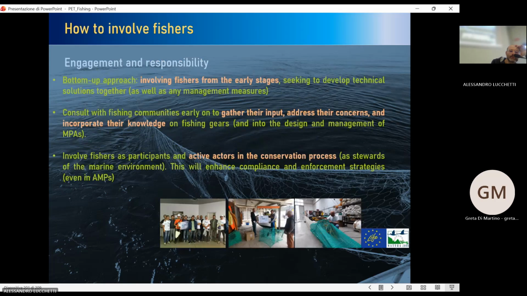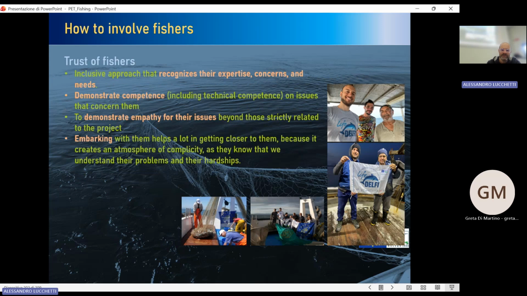You have to engage fishers and give them responsibility. You are not speaking with kids, I mean. Therefore, you have to engage fishers and give them responsibility. We have fishers that now report the catch or the bycatch for us because we gained their trust. And you have to promote them as the first actor, the main actor in the conservation process.